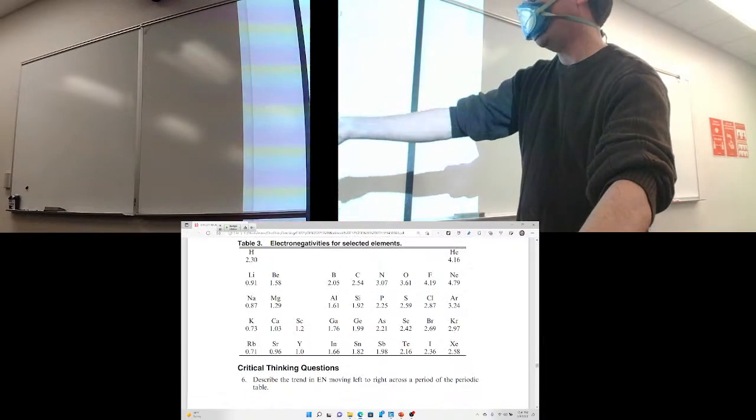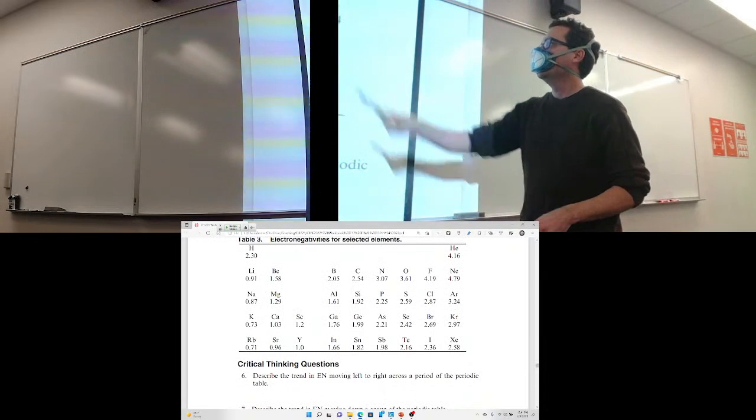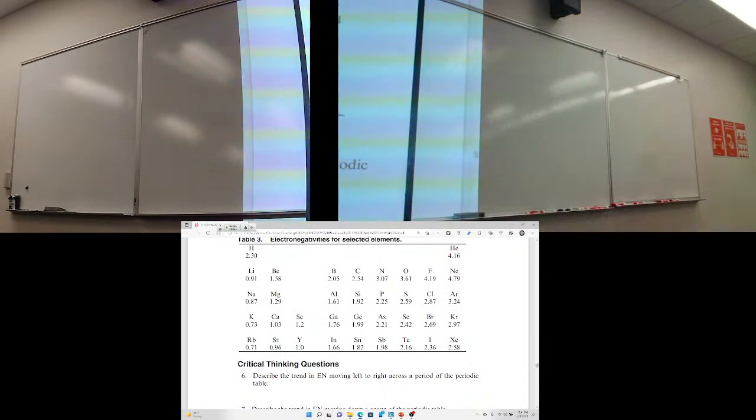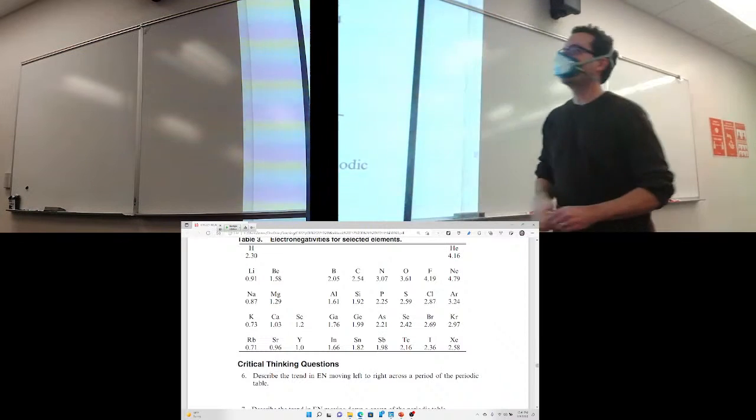So number 6, describe the trend, left to right. You can see that going left to right, the electronegativity increases.